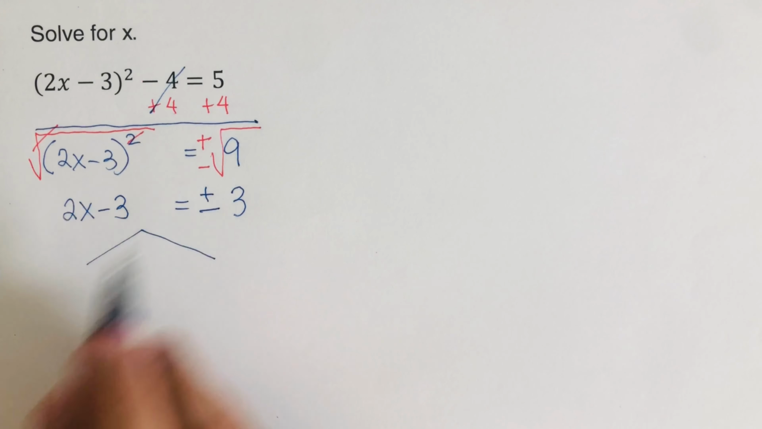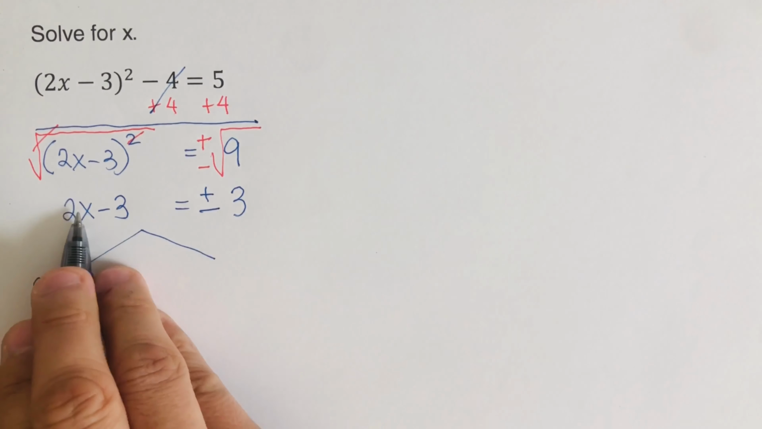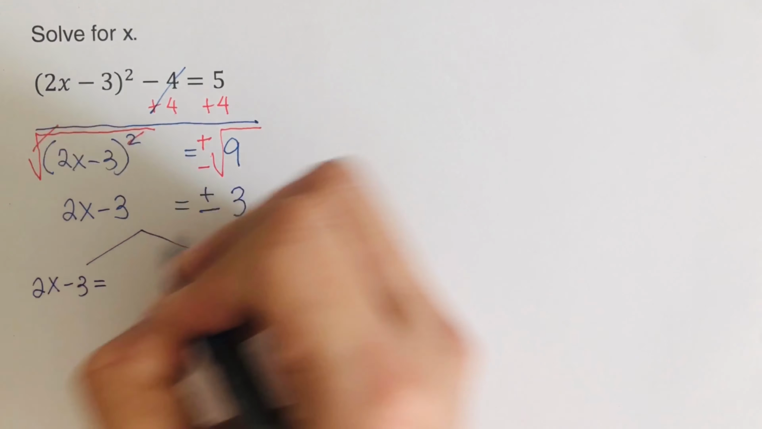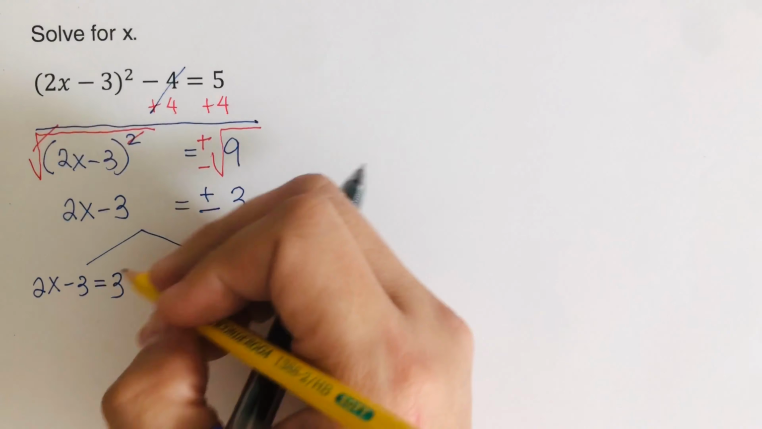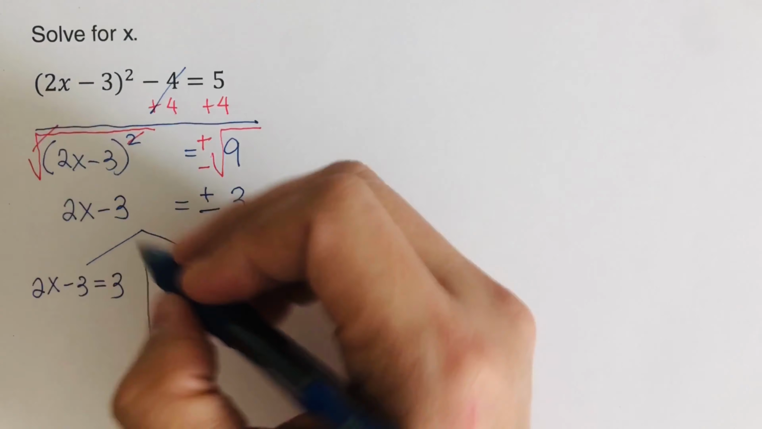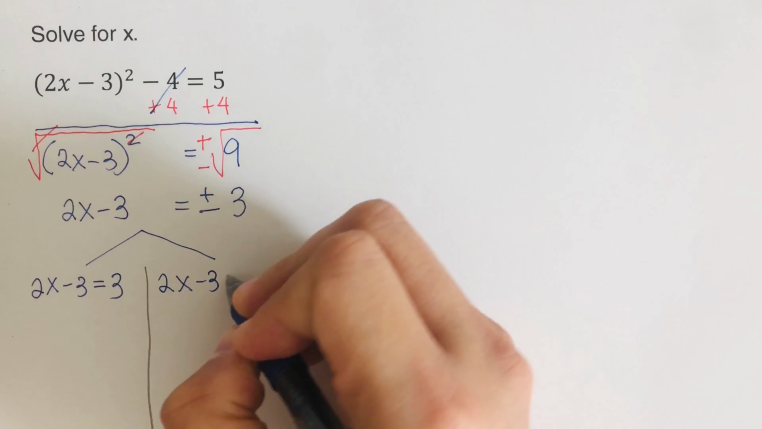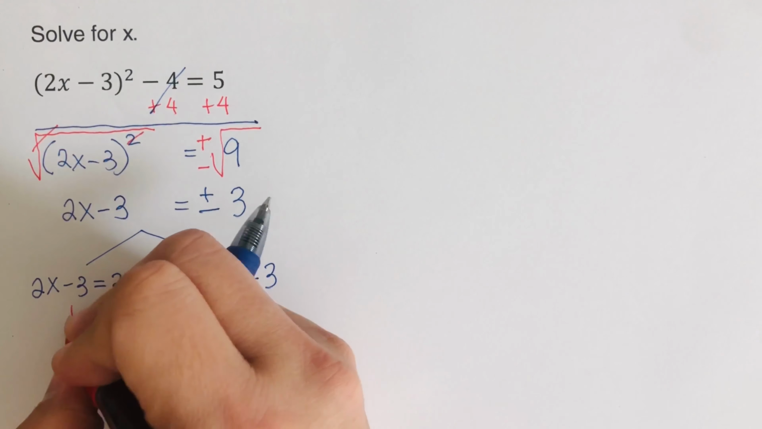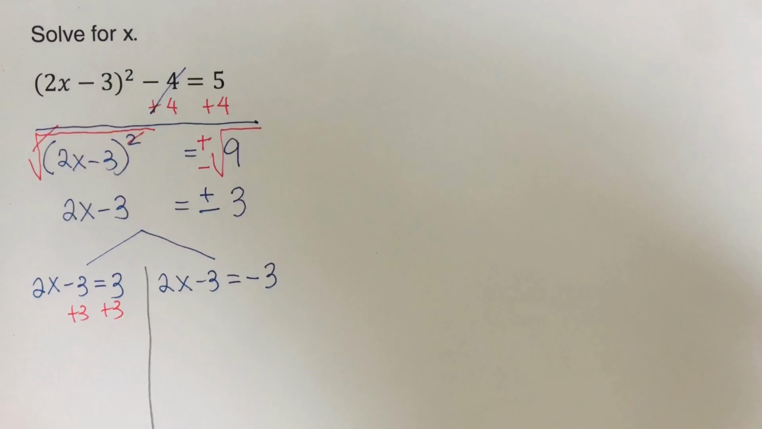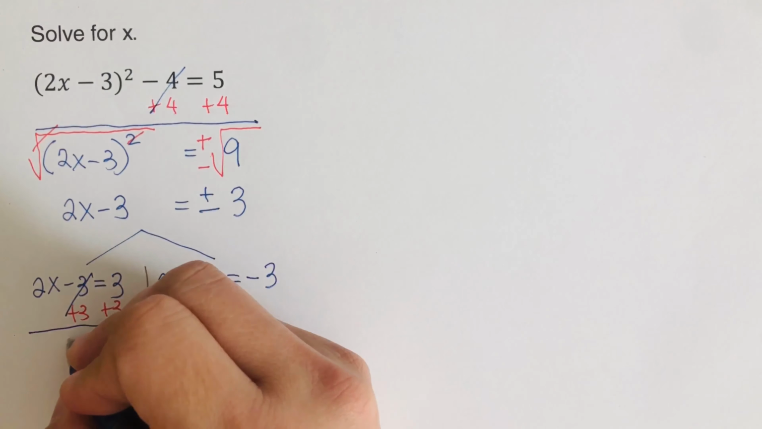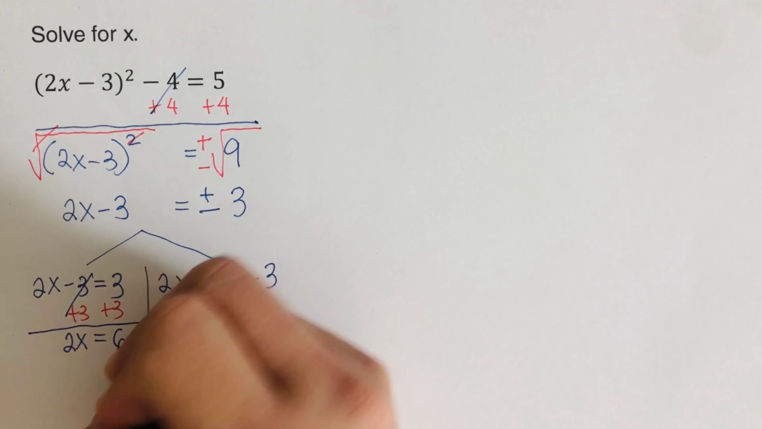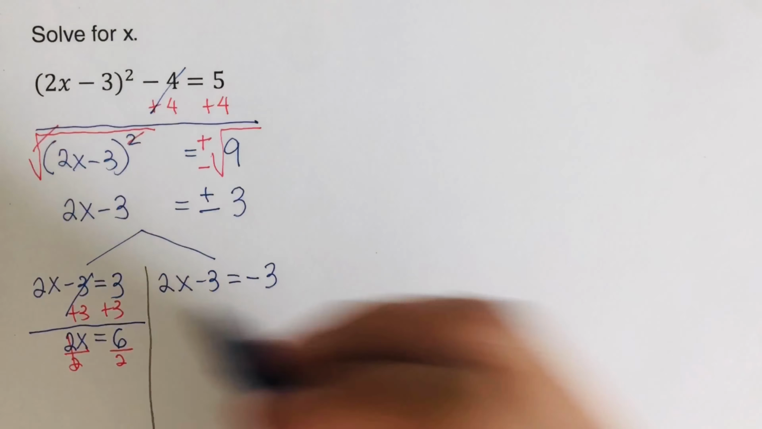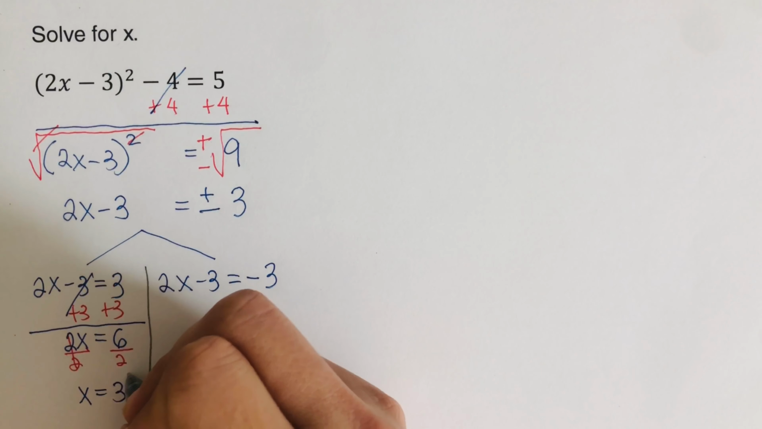So the first part will get the positive 3. So I'm just going to rewrite it. That would be 2x minus 3 equals positive 3. And then the other solution would come from the equation 2x minus 3 equals negative 3. So then from here, we solve for x. We add 3 to both sides. And then we can cross the 3 out. We're left with 2x equals 6. We divide both sides by 2. Divide this by 2. So we are left with x is equal to 3.